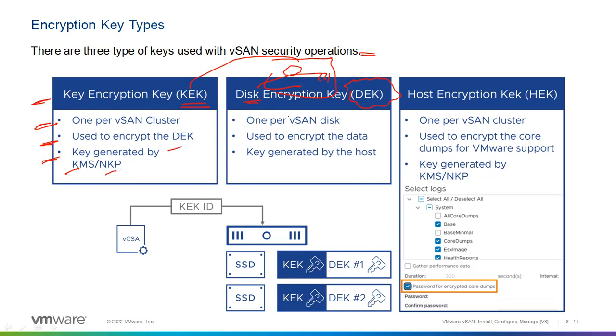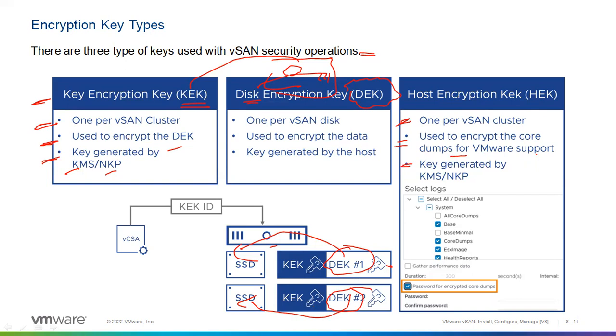Okay. And the disk encryption key is one per vSAN disk. You can see here a KEK is common for all the disk encryption keys, but there is one disk encryption key for each disk separately. Okay. And the other one is the HEK, which we refer to as the host encryption key. One per vSAN cluster, used to encrypt the core dumps for VMware support, and the key is generated by the KMS.